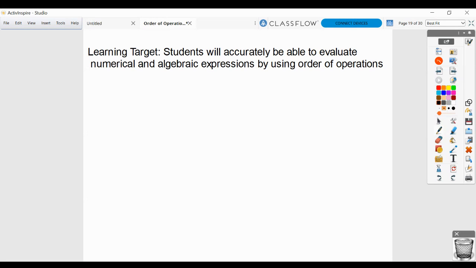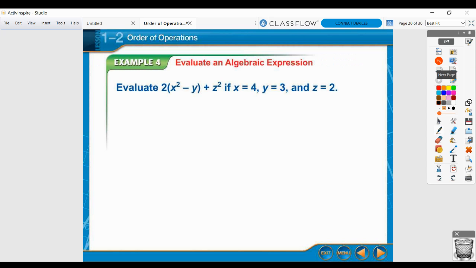Okay, today is video number 3 of working through order of operations. Today we are going to substitute numbers into the variables and then solve the expression. So we have 2 times (x squared minus y) plus z squared, if x equals 4, y equals 3, and z equals 2. Let's go ahead and substitute those in.